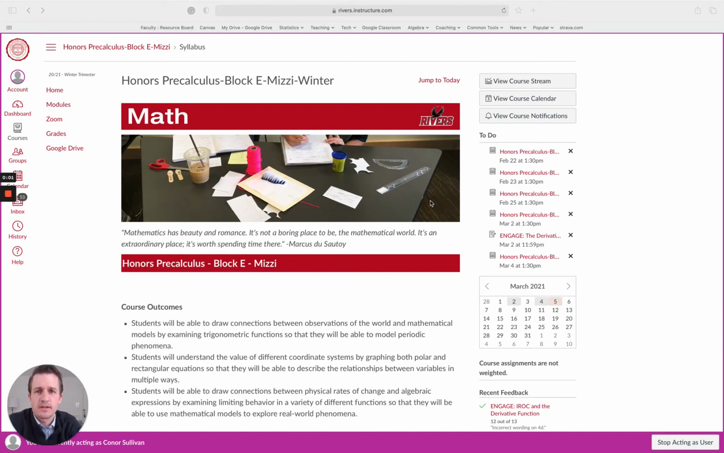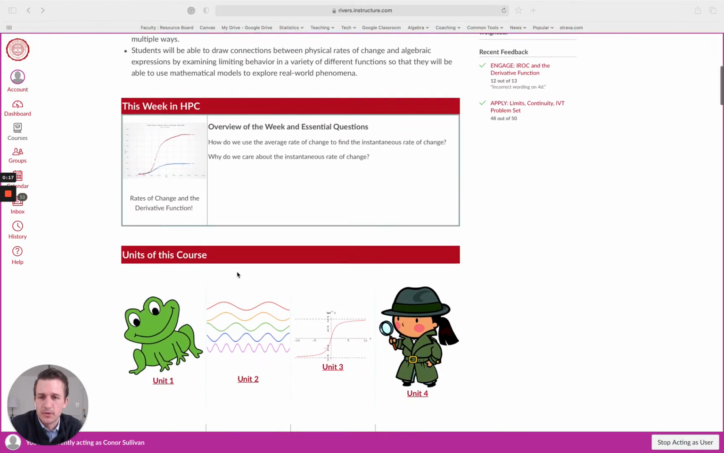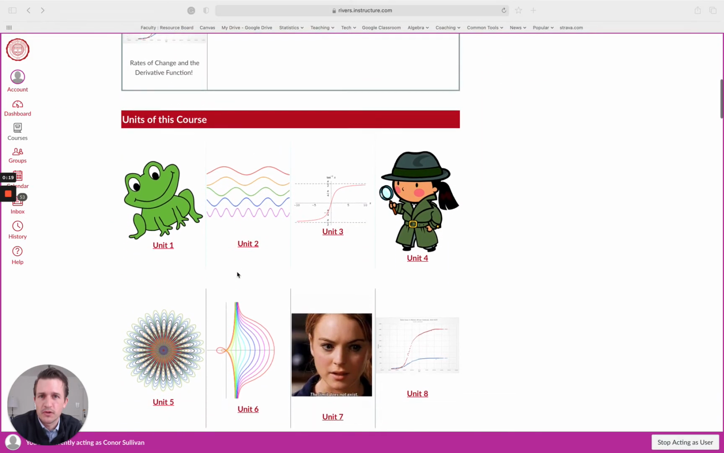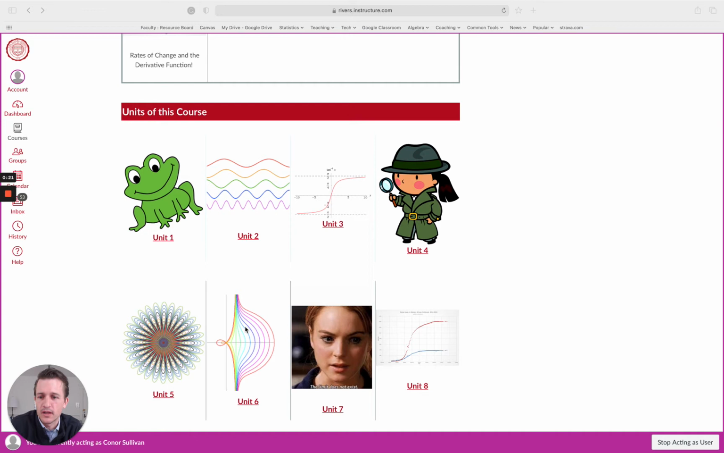Hey everyone, so instead of giving you just one example of an assignment, I want to show you an example of how a bunch of assignments can be woven together into a unit. And so I'm acting as Connor Sullivan here in Honors Pre-Calculus with Victoria. Victoria's done a great job with her modules, making them both clear and easy to follow, but also full of a lot of great detail and all the different things that students will need to work through her course.